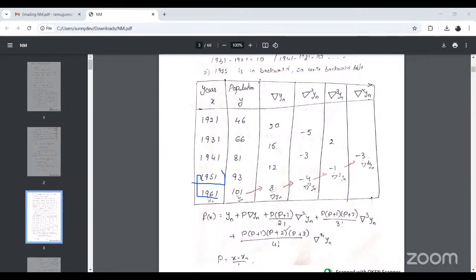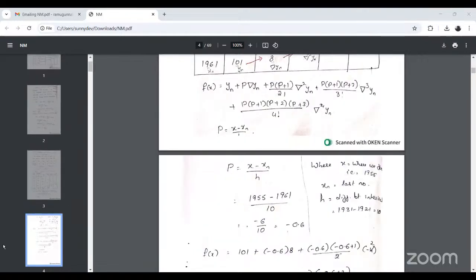Now write the backward difference formula: y of x equal to yn plus p into nabla yn plus p into p plus 1 by 2 factorial into nabla square yn, and p into p plus 1 into p plus 2 by 3 factorial into nabla cube yn, plus p into p plus 1 into p plus 2 into p plus 3 by 4 factorial into nabla power 4 yn. Here we only get nabla yn, nabla square, nabla cube, and nabla power 4, so that's why we take only 4 terms.